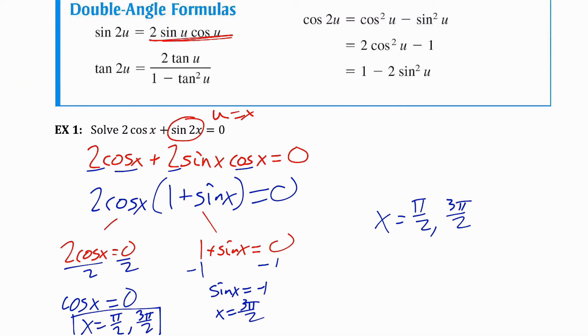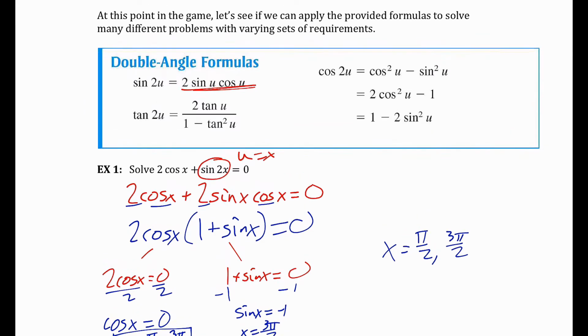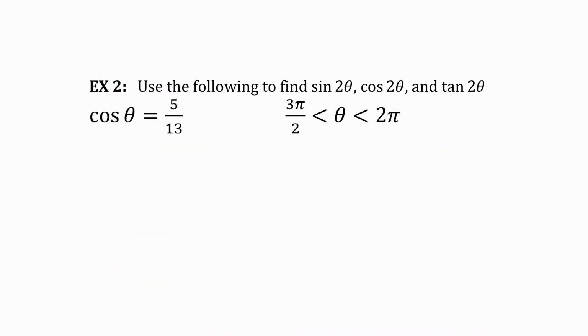Applying this in a little different context, we're going to take a look at example 2 here. It says, use the following to find the sine of 2 theta, the cosine of 2 theta, and the tangent of 2 theta. The first thing we have is cosine of theta equals 5 over 13, and we're told our domain restriction: we're only looking at angles between 3 pi over 2 and 2 pi. In other words, angles in quadrant 4.